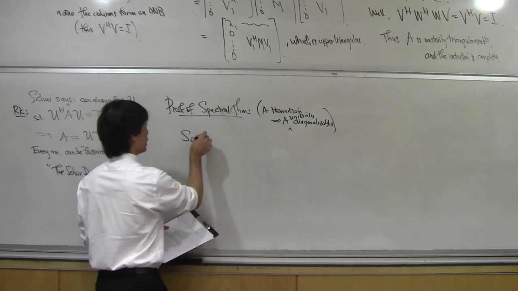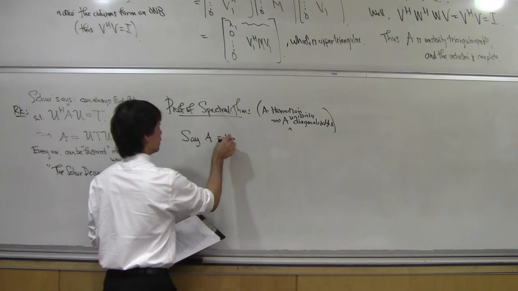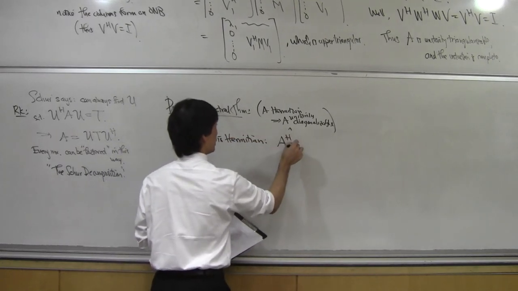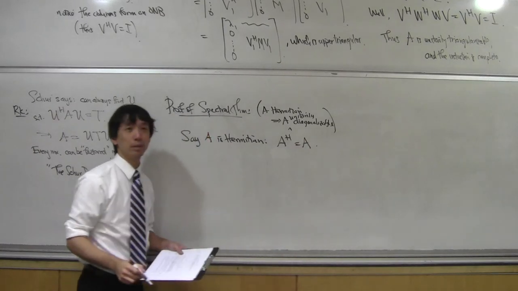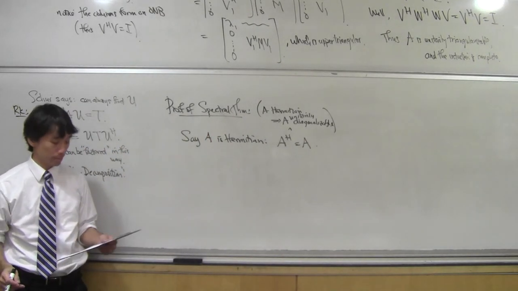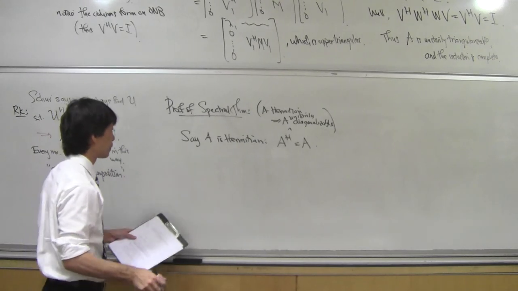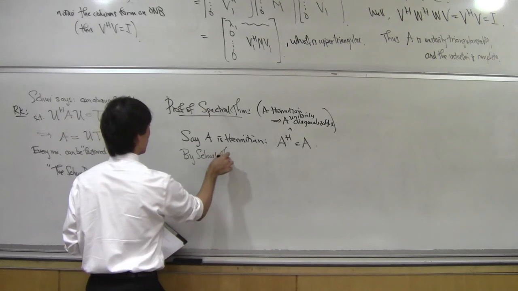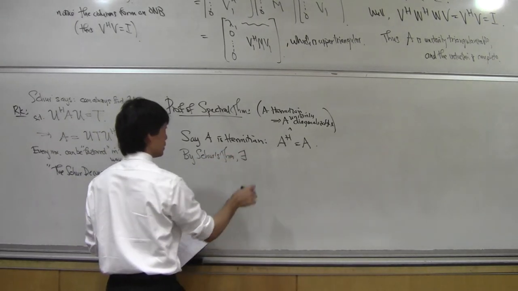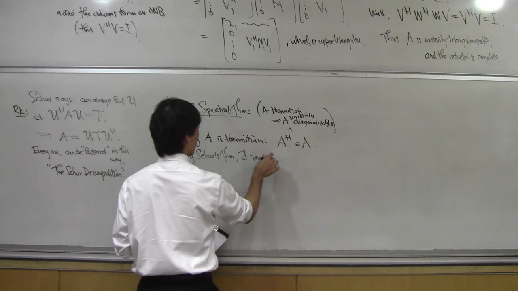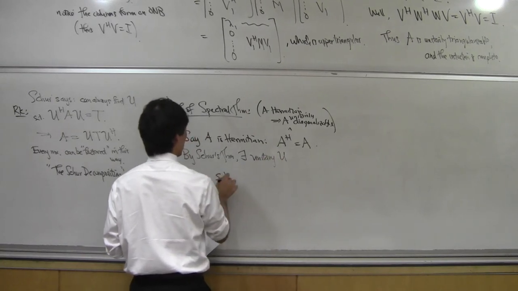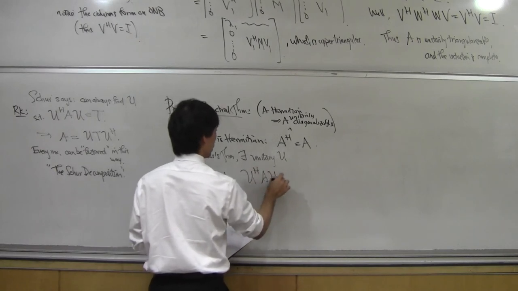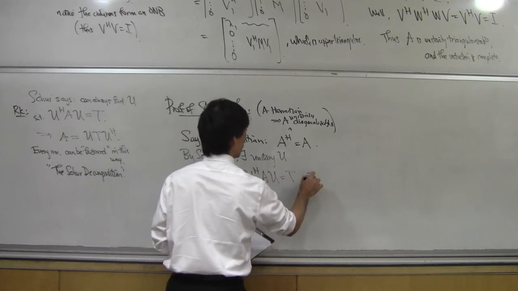Say A is Hermitian. In other words, A^H is A. By Schur's theorem, there exists a unitary U such that U^H A U is triangular.